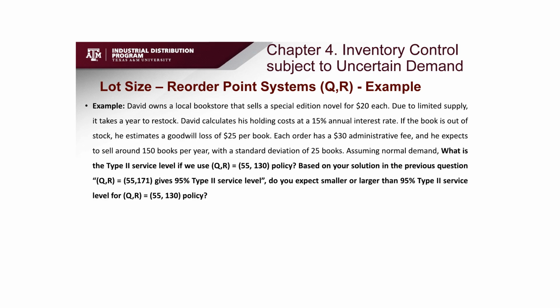One last twist. Now, suppose David instead ran the policy 55, 130. Same order quantity, but a much lower reorder point of 130. Before we grind the math, let's just reason it out. We just saw that 95% type 2 needed R around 171. And this new R, 130, is below that, even below the mean of 150. Now, would the fill rate come out smaller or larger than 95%? Intuition says smaller, and a lot smaller.